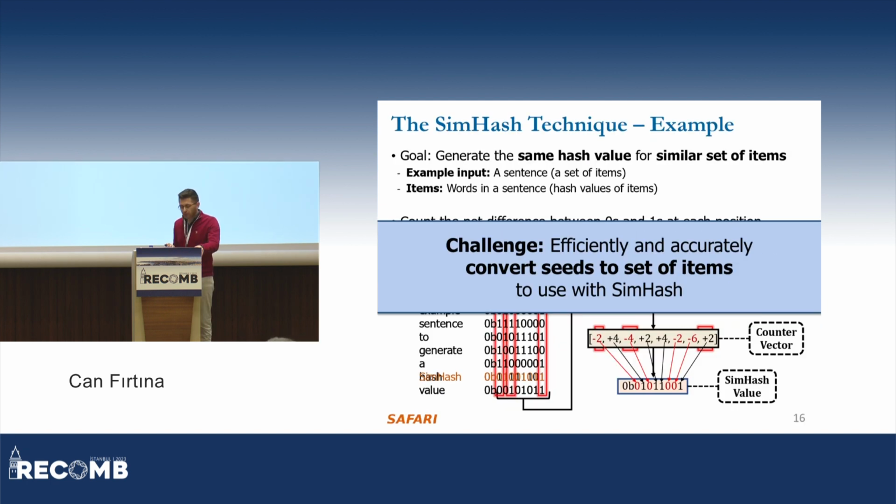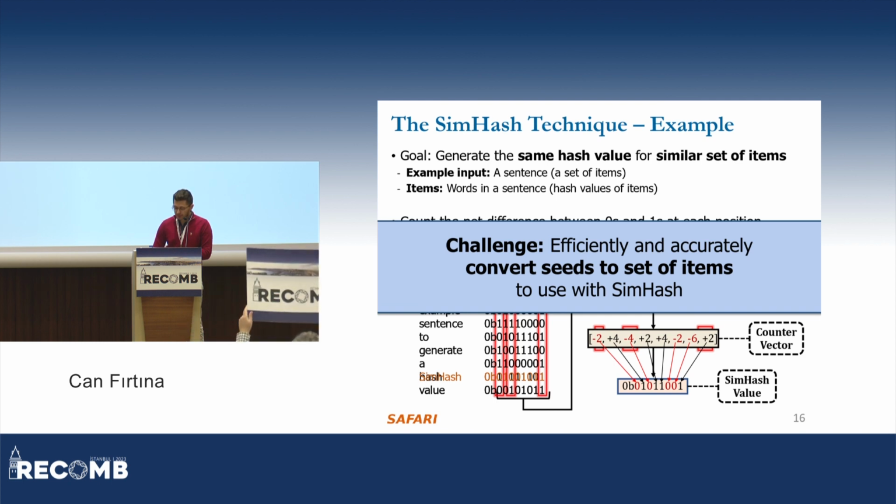So let me quickly go over the SimHash technique based on an example, to basically generate the same hash values for a similar set of items. This is an example input that SimHash can take as a set of items. Here the entire sentence is the set, and the items of this set are the words in the sentence. SimHash can generate a single hash value for the entire set using the hash values of items. The hash values can be generated using a low collision hash function. Here we show the hash values in their binary form.